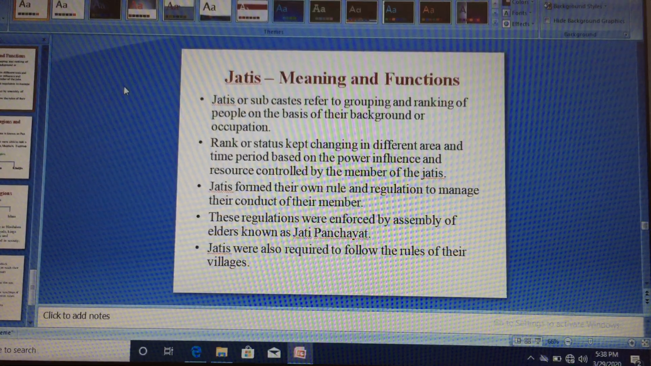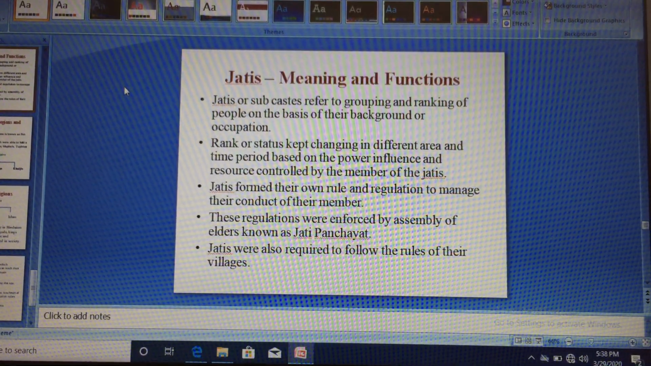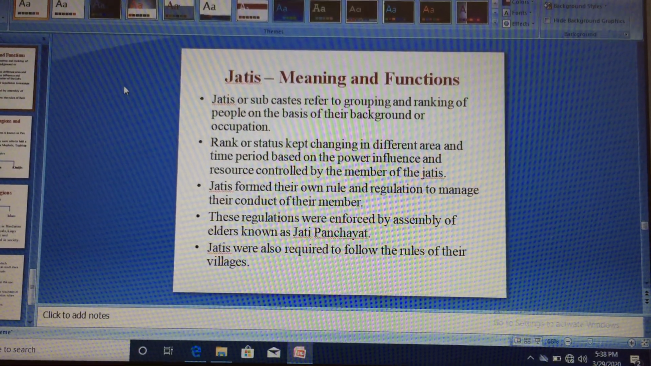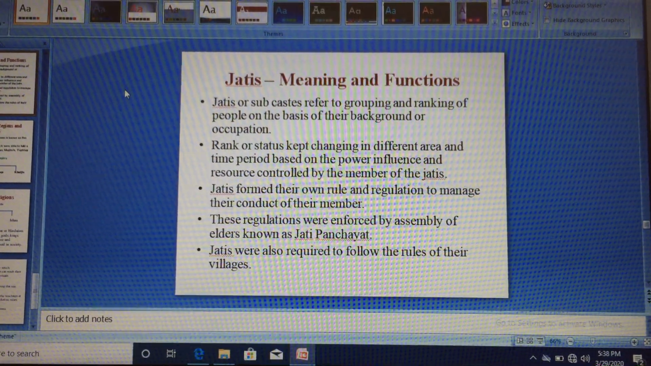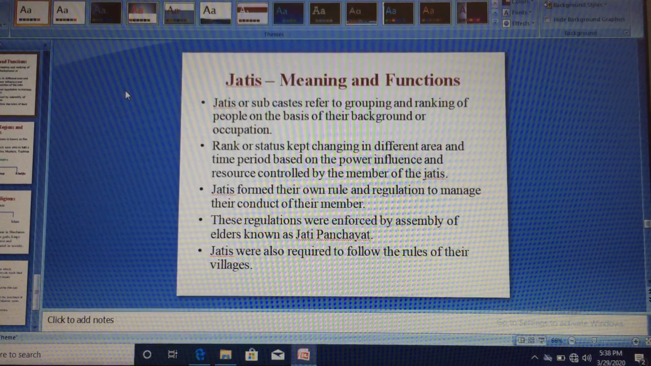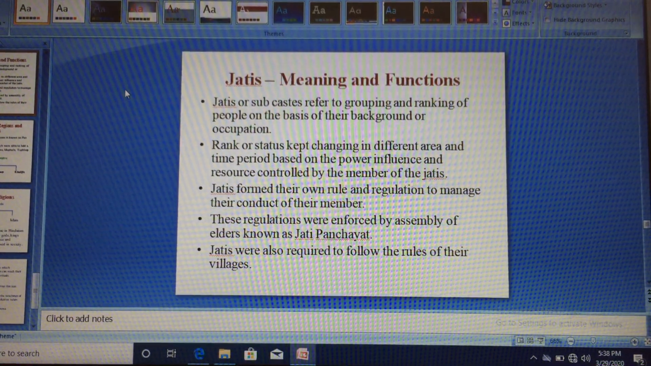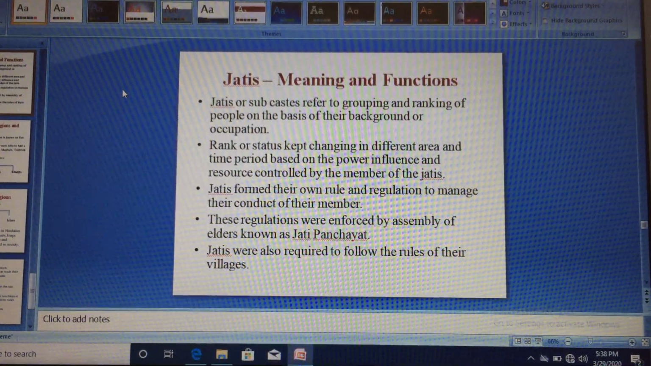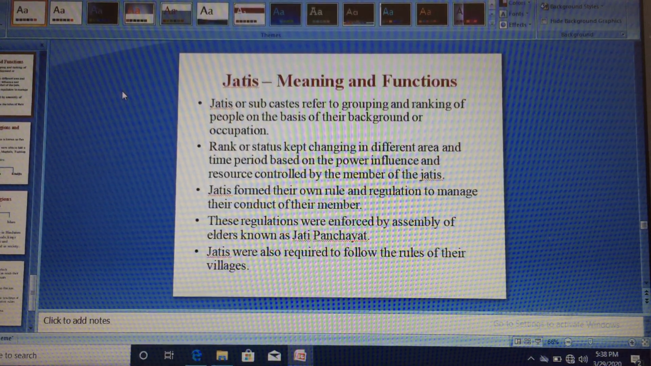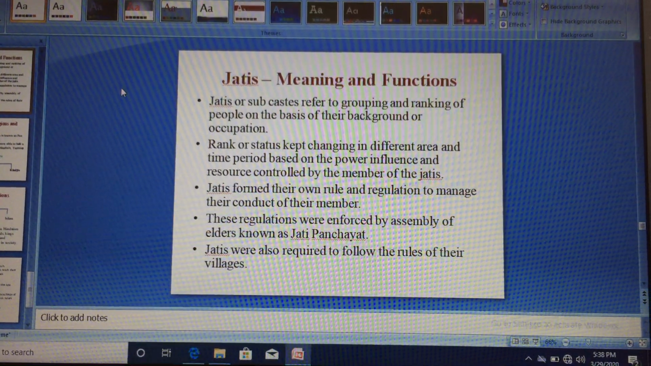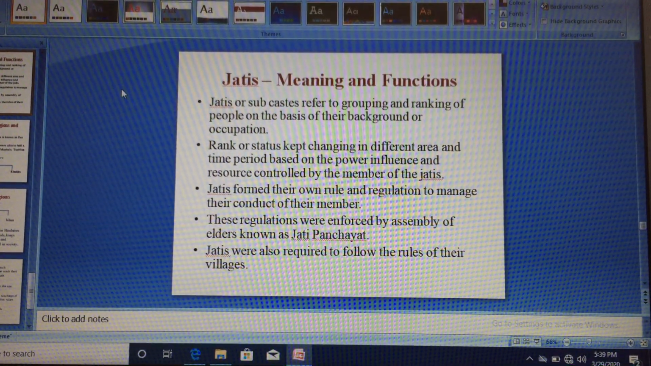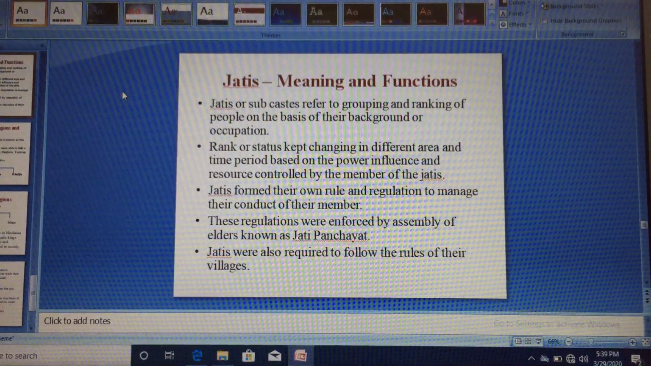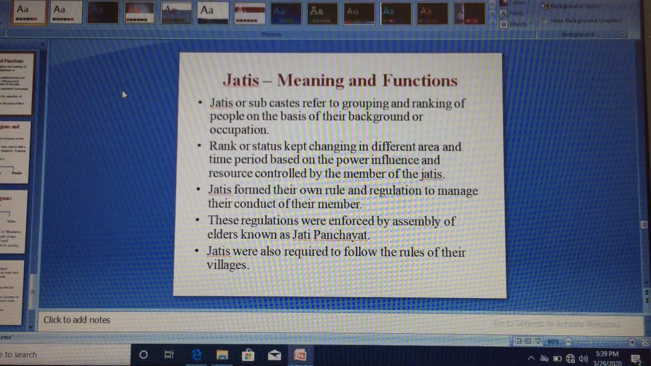The rank or status of these jatis keeps changing from area to area and from period to period. Different periods have different jatis coming into power. Like in the ancient period we see only kshatriyas becoming the rulers, but in the medieval period we see vaishyas and brahmins come into power. So in a particular area, a particular caste or jati was in power, and their status kept changing depending upon the area and the power they held.